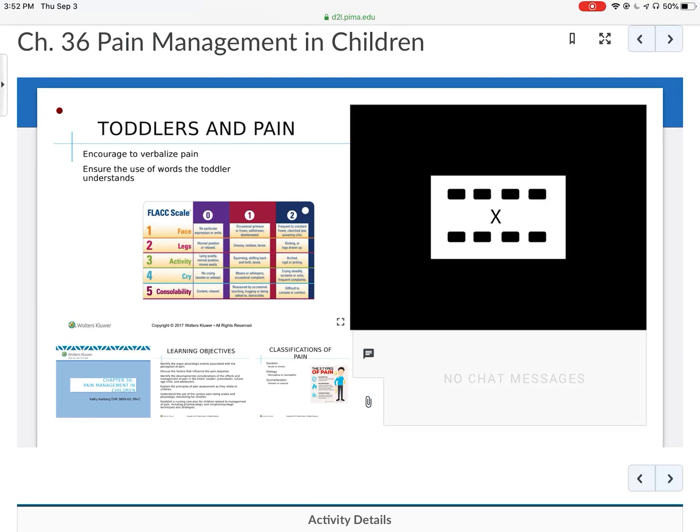You can use the FLACC scale on older kids, especially developmentally delayed kids, because they may not be able to tell you what their pain is. It might not be accurate. So you can always use the FLACC scale.